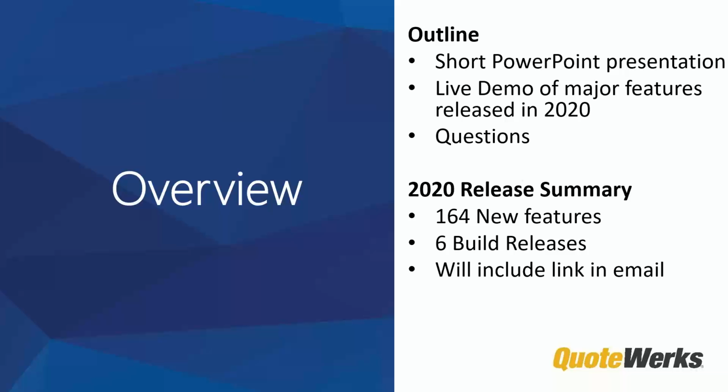So to go over the 2020 release summary, we released over 164 new features. We had 6 build releases. If any of you are interested in seeing every single feature that we released throughout the year, and there are some of you out there, we'll be posting that link in the follow-up email. Once we have this recording posted to the website, we'll do an email blast and share that link with everyone. So if you want to go one by one and see what's been added in the last year, you'll be able to do that.